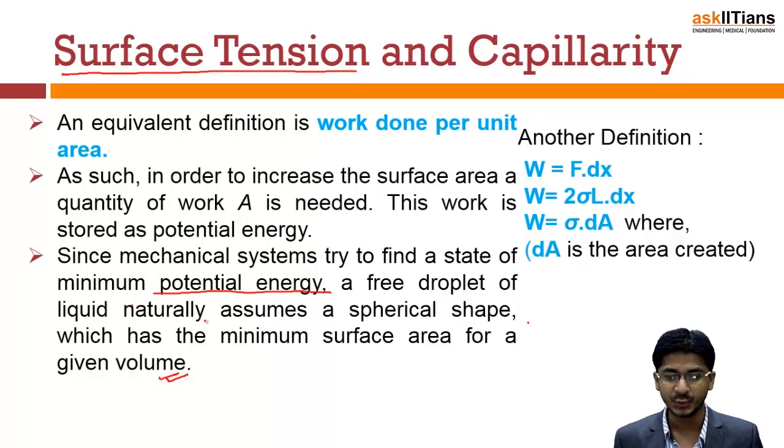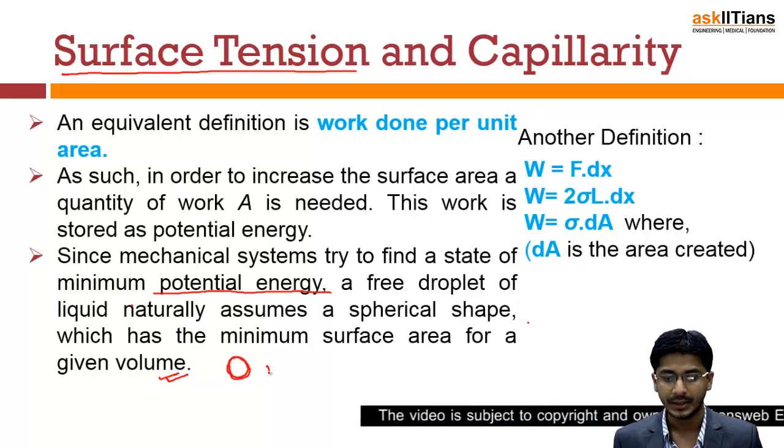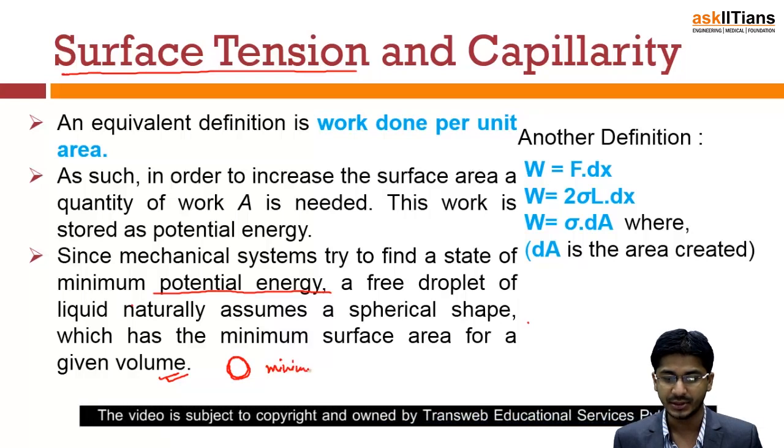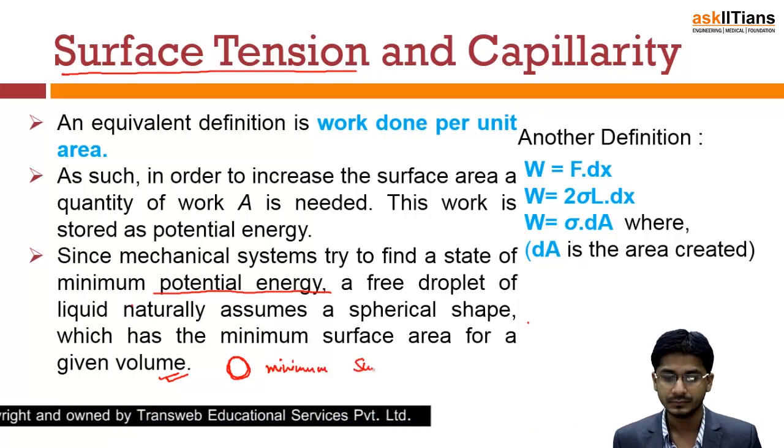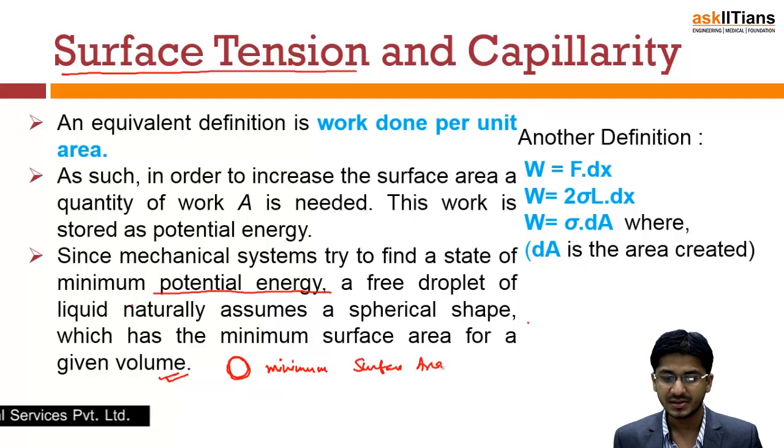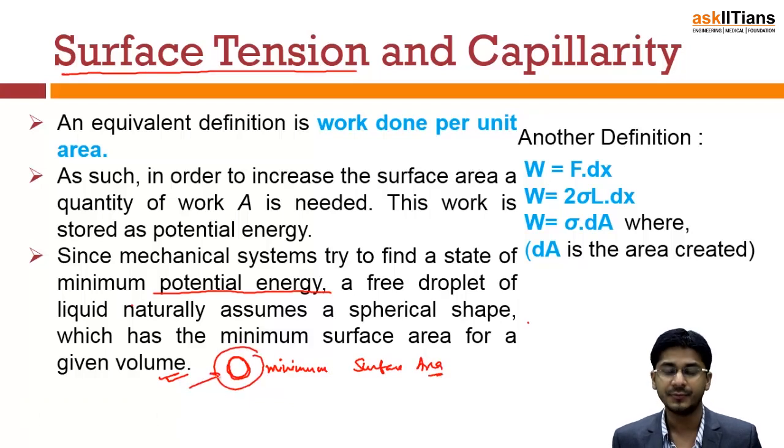As we have seen, due to the surface tension, any surface tends to have a minimum surface area. Now since the sphere has the minimum surface area for a given volume, that's why the liquid tries to assume a spherical shape. Because for a particular volume, a sphere has the minimum surface area, that's why it tends to become a sphere. Now the definition is the work done per unit area.